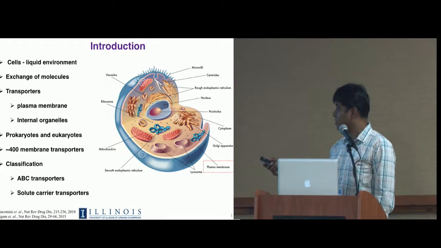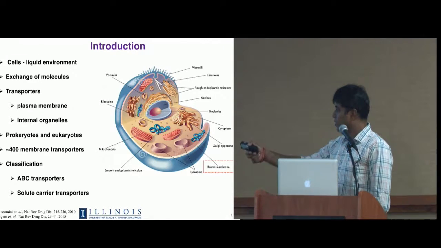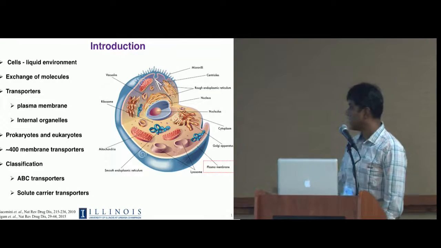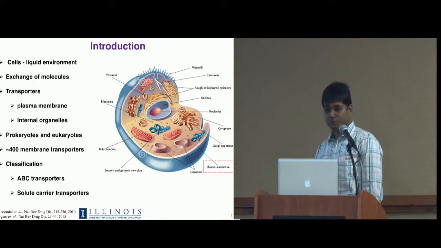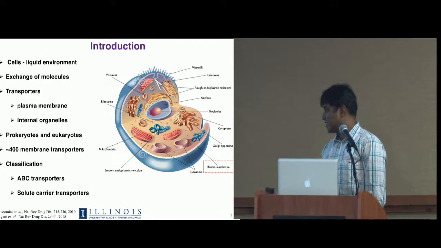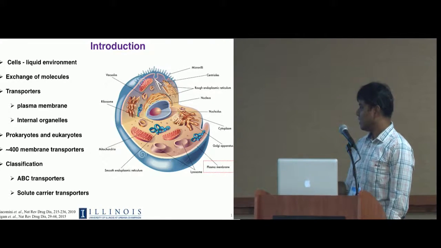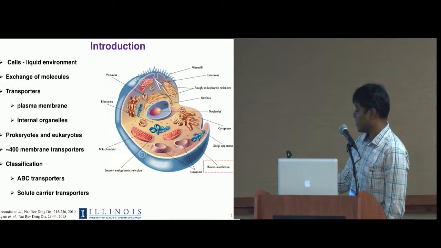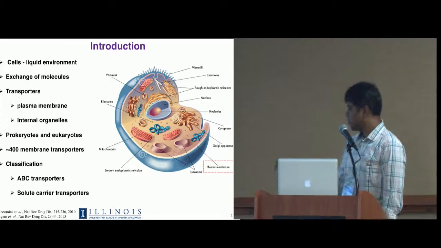In humans, approximately 400 membrane transporters have been identified and broadly classified into two classes, ABC transporters and solute carrier transporters. ABC transporters perform efflux functions, which means they take out toxic compounds from the cell, whereas solute carrier transporters allow the intake of molecules into the cell.